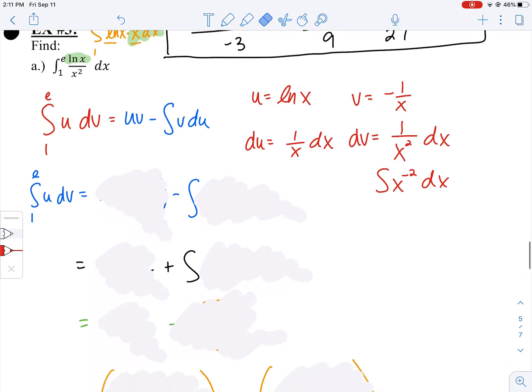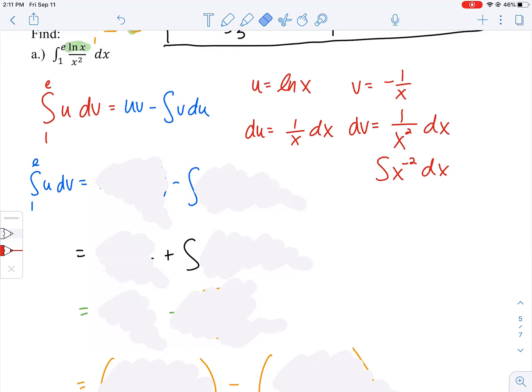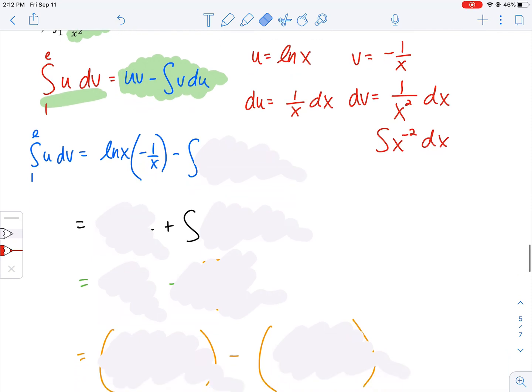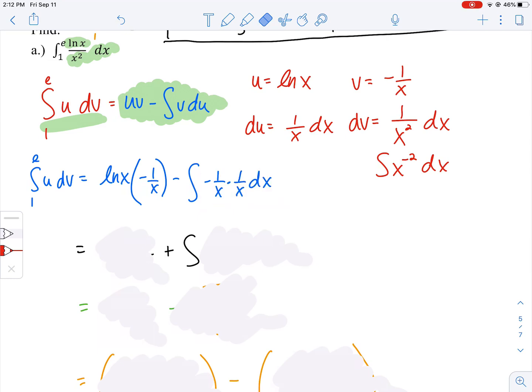Okay? All right, now that I have all four pieces, I could say that my problem is u, which is the natural log of x, times dv, which is perfect because that's what my integration by parts formula calls for. As long as I have a u times dv, I can figure out what it equals by doing the rest of the integration by parts formula. That's u times v, the natural log of x times the negative 1 over x, minus the integral of v times du. v was the negative 1 over x, and du was the 1 over x dx.